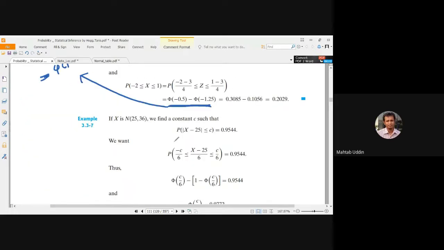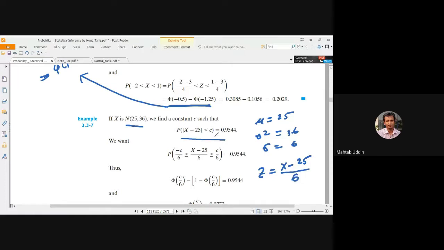Look at this here given. A normal distribution is given as N(25, 36). Find a constant c such that this is the property. Now we know if x is given, we have to convert this to z. Here you can find mu equal to 25. Variance is sigma square equal to 36. So sigma will be 6 here. So z will be x minus 25 by 6. So every x should be converted in this way.